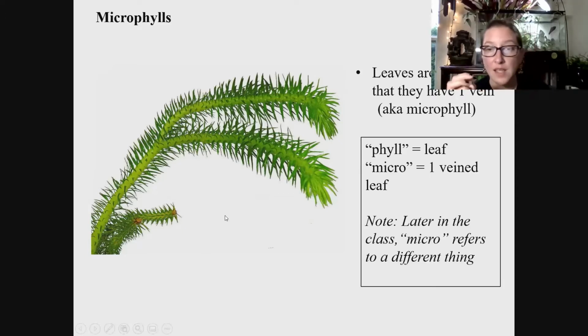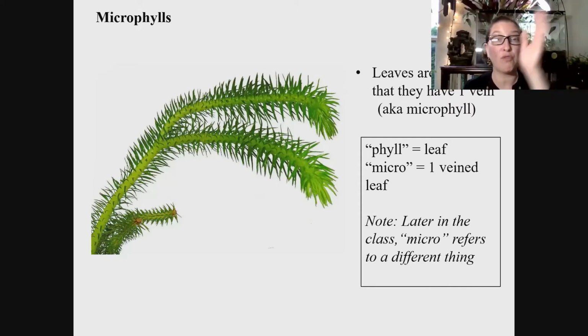I will say, microfill is a one-vein leaf, right? Fill means a leaf. Fill always means a leaf, by the way, when you see other things ending in fill. And micro in this case means a one-veined leaf. But I want to point out that later in this class and going forward, micro is going to refer to a different thing. So pay real attention to detail when we switch to that next thing.